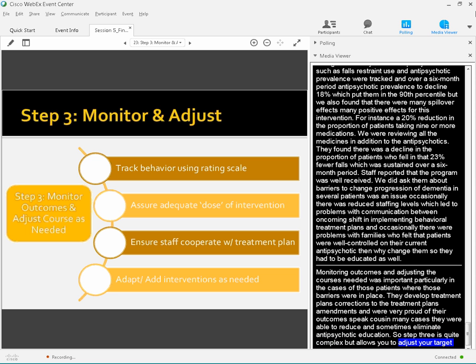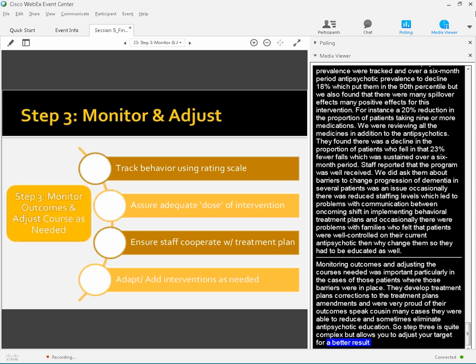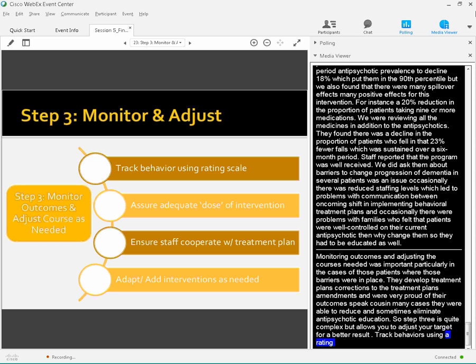So track behaviors using a rating scale, such as the tool that we have provided for you, the ADAPT program, the worksheet to document the frequency, duration, and intensity of behavioral disturbances.